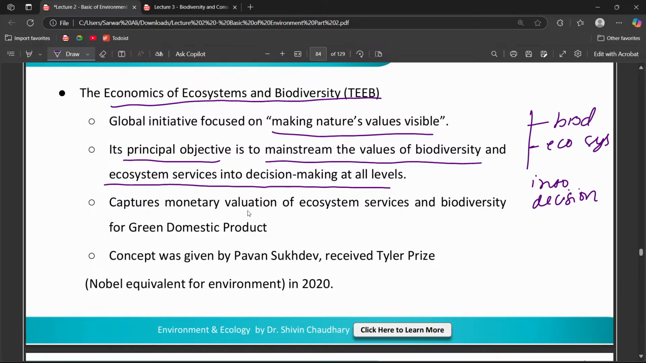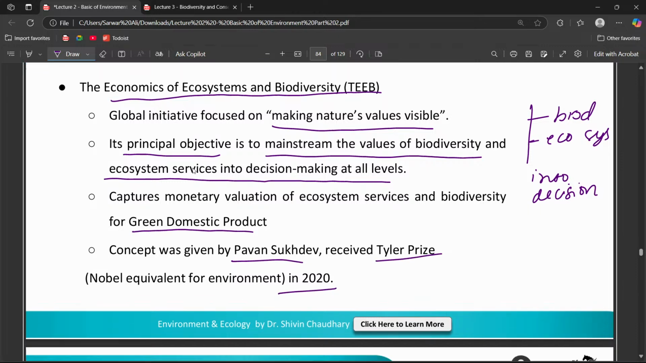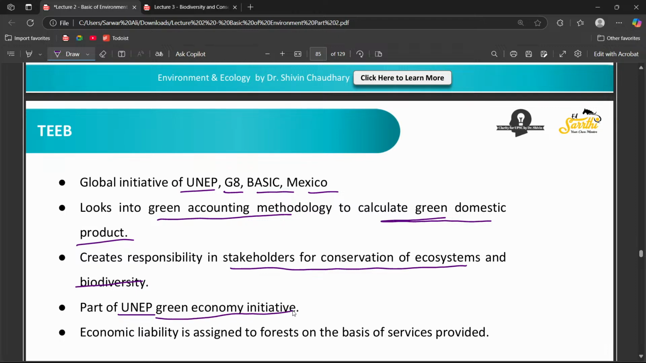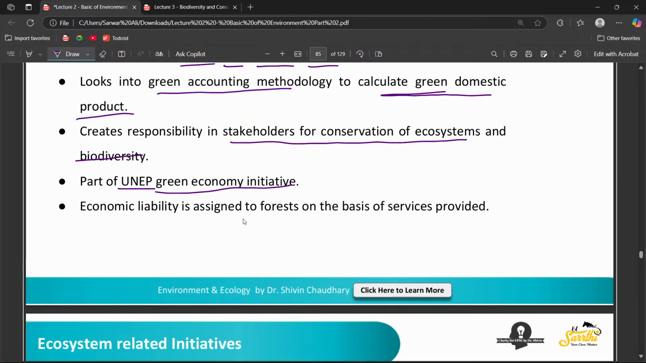It captures monetary valuation of ecosystem services and biodiversity for green domestic product. The concept was given by Pavan Sukhdev, who received the Tyler Prize, the Nobel equivalent for the environment, in 2020. It is a global initiative of UNEP, G8, BASIC, Mexico. It looks into green accounting methodology to calculate green domestic product. It creates responsibilities and stakeholders for conservation of ecosystems and biodiversity. It is part of the UNEP Green Economy Initiative. Economic liability is assigned to forests on the basis of services provided.